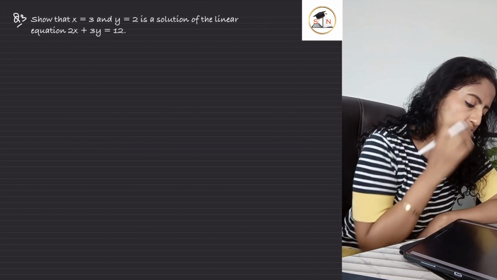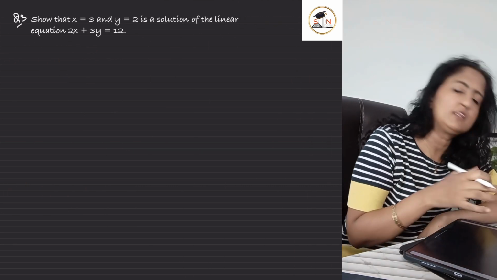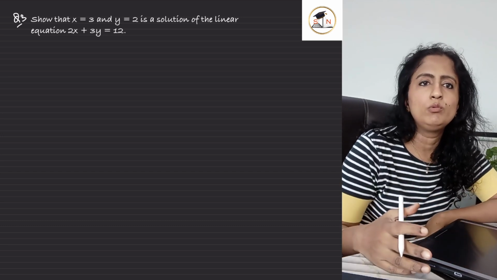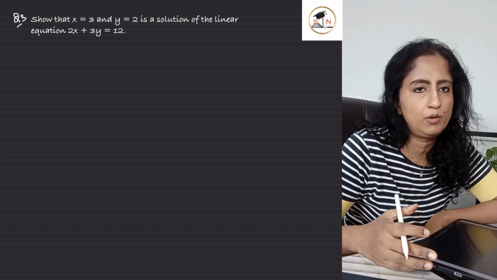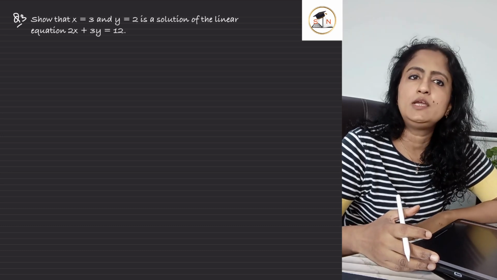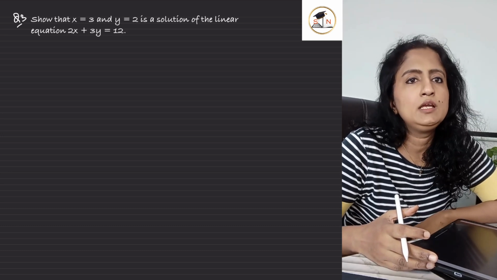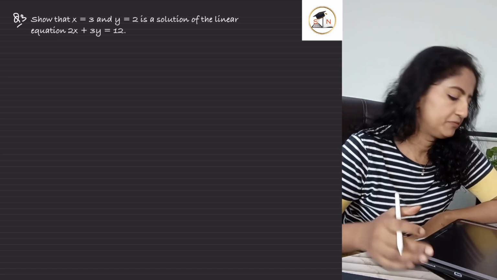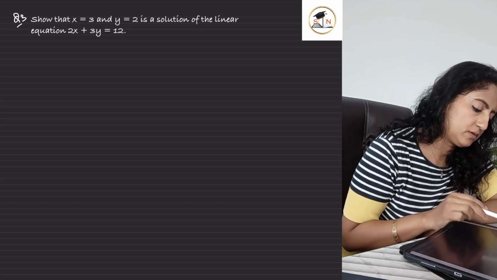Now, the next question. So in the first two questions, what we learned? We learned whatever is the scenario, we can still convert it into the standard form, which is ax plus by plus c equals to 0. And then in every part of that, we gave the values for a, b, and c respectively, right? Now, moving on with the next one.